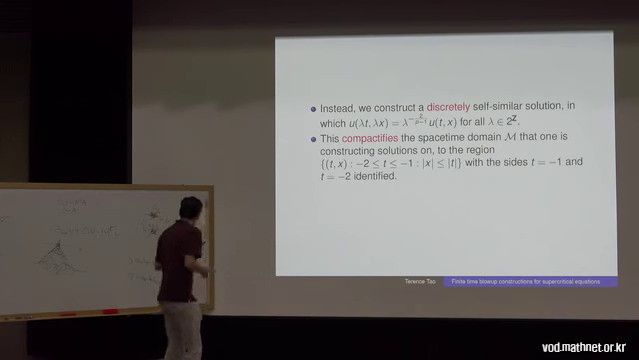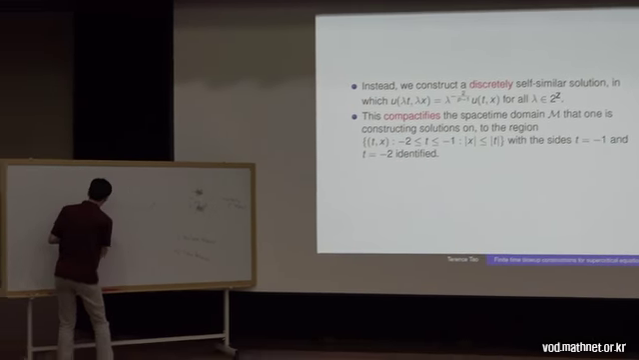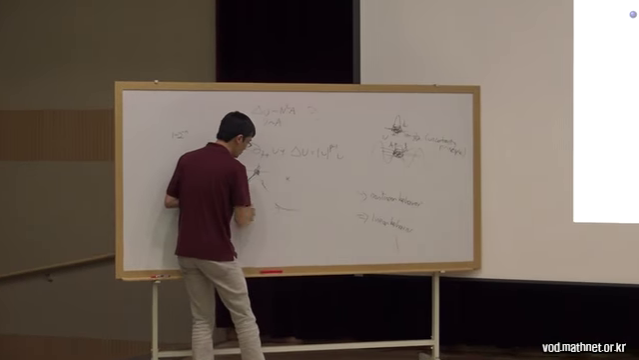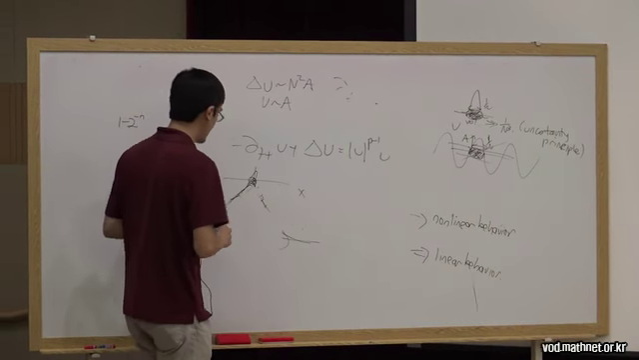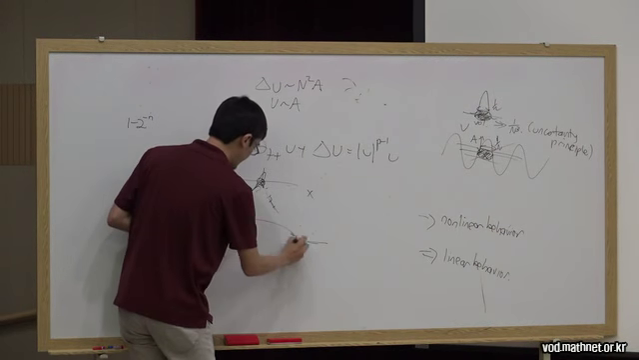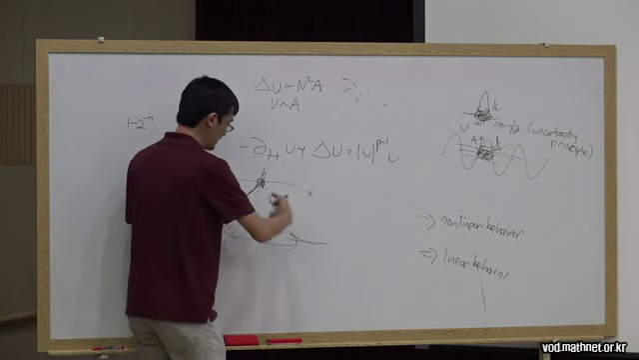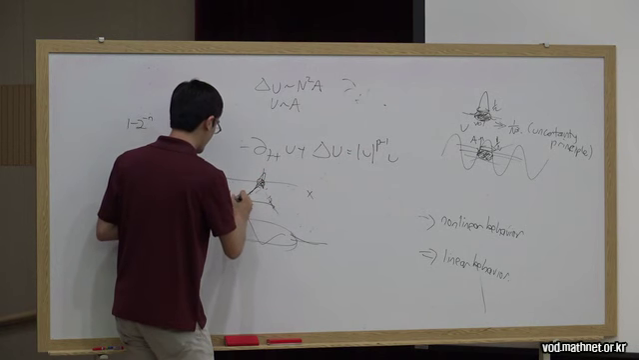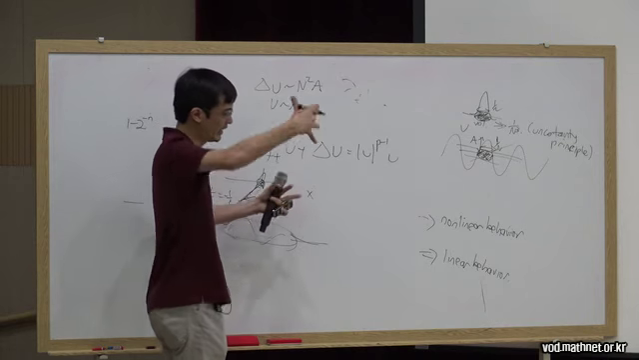But what it turns out to be possible to do is you can construct a solution which is what's called discretely self-similar. So it's not always the same shape, but it keeps returning to the same shape at a periodic set of times. So let's say at time -1, it does something, okay, and then it changes shape, but then at time -1/2, it comes back to the same shape, but rescaled. Okay, so it does something.